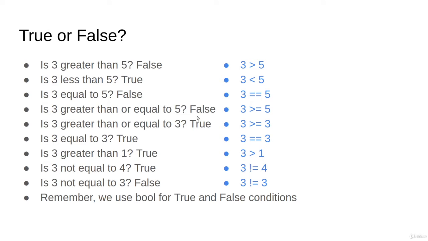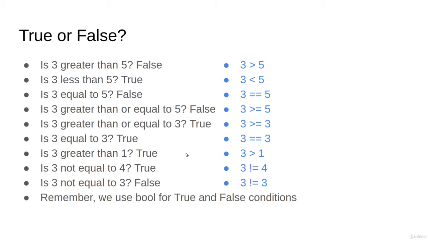Now let's see what we mean by relations. I can say in normal English, is 3 greater than 5? The answer is false. In programming, we use this operator to indicate greater than. In a similar way, is 3 less than 5? True. We use this operator to indicate less than. Equal, we use the double equal to indicate equality. So differentiate here between the equal that we use for assignment and the equal without spaces between them to express equality. Is 3 equal to 5? The answer is false.